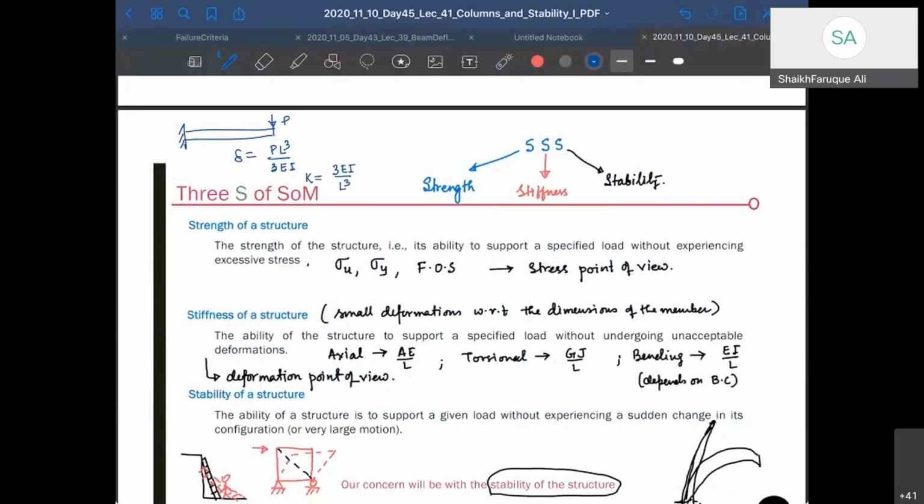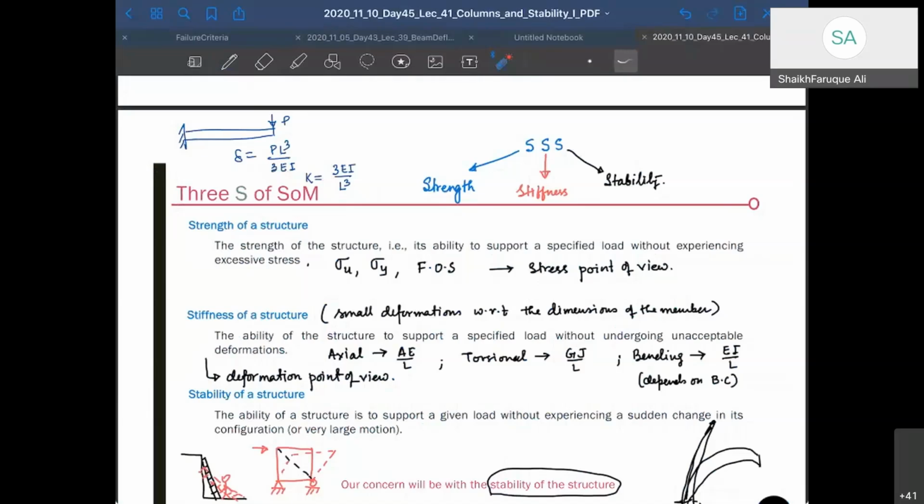So it is the load required per unit deformation. Stiffness is given as the load required per unit deformation. So if you put delta equal to 1 and you want to find P, that will be your 3EI by L cube. So that's your stiffness here.